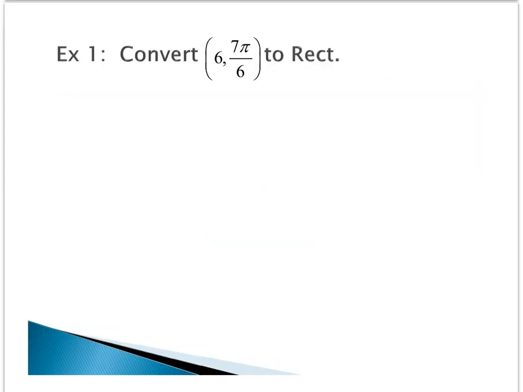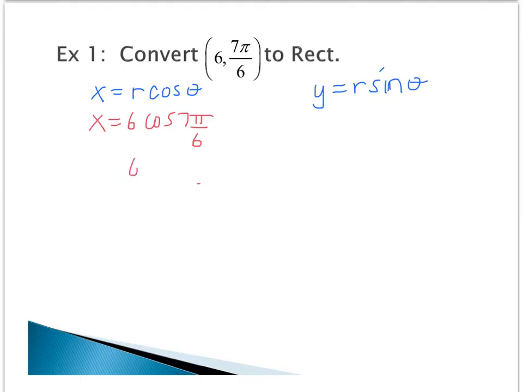First, let's take a look at an example where we are taking a polar point and converting it into rectangular. We just learned that we can use the formulas x equals r cosine theta and y equals r sine theta to solve for x and y. To solve, we're going to say that x is equal to 6 cosine of 7 pi over 6. If we plug in our unit circle value, we know that to be negative root 3 over 2, giving us an x value of negative 3 root 3.